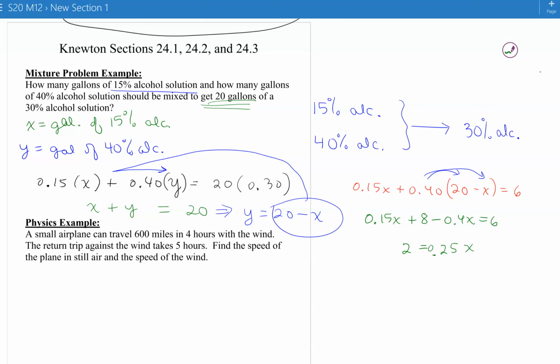Make sure and check me on that. And so x is going to equal 8 gallons of 15% alcohol. And then we know we wanted 20 gallons altogether. So y is going to be 12 gallons of 40% alcohol. So see how I needed more of the 40% to end up with a result that was closer to the 40%.